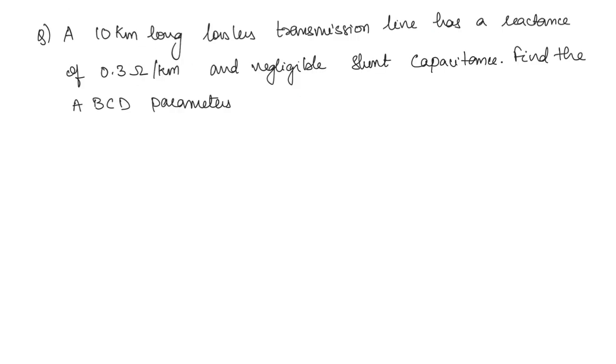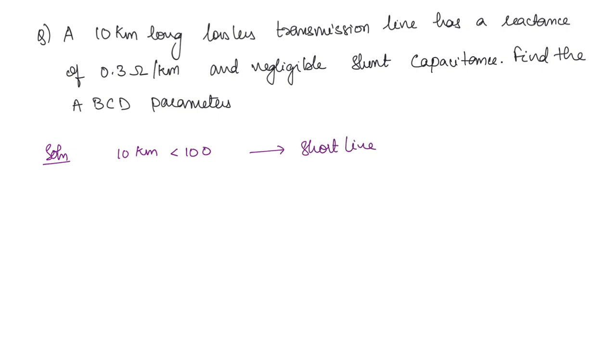A 10 km long lossless transmission line has a reactance of 0.3 ohm per kilometer and negligible shunt capacitance. Find the ABCD parameters, right. So it is given that it is a 10 km long line. Okay, so just because long is here, don't think that it is a long line. They just mean the length of the line is 10 kilometers. Okay, so when it is 10 kilometers, what does it mean? It is a short line because it is less than 100. So we are dealing with a short line here.